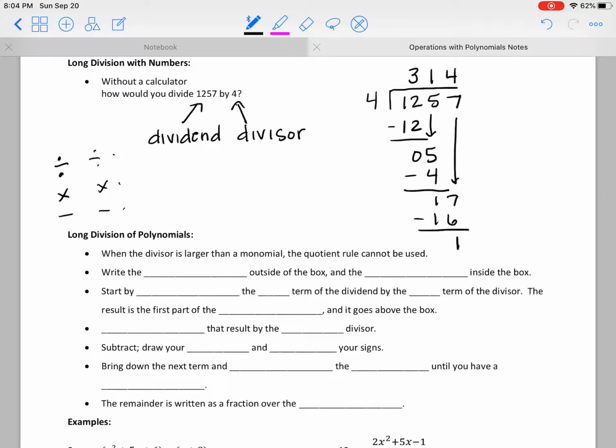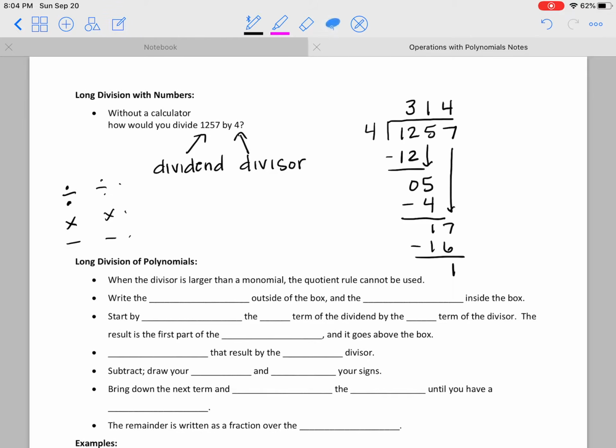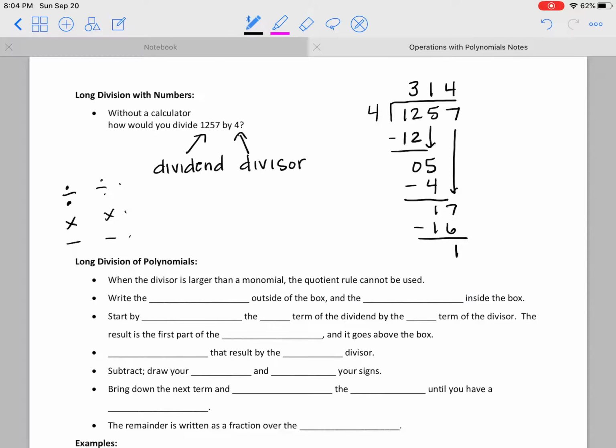Now, if I wanted to make a decimal and keep going, I could. But we're not going to do that with polynomials. We're going to leave this with a remainder. And so the next question would be, how do I write my remainder?